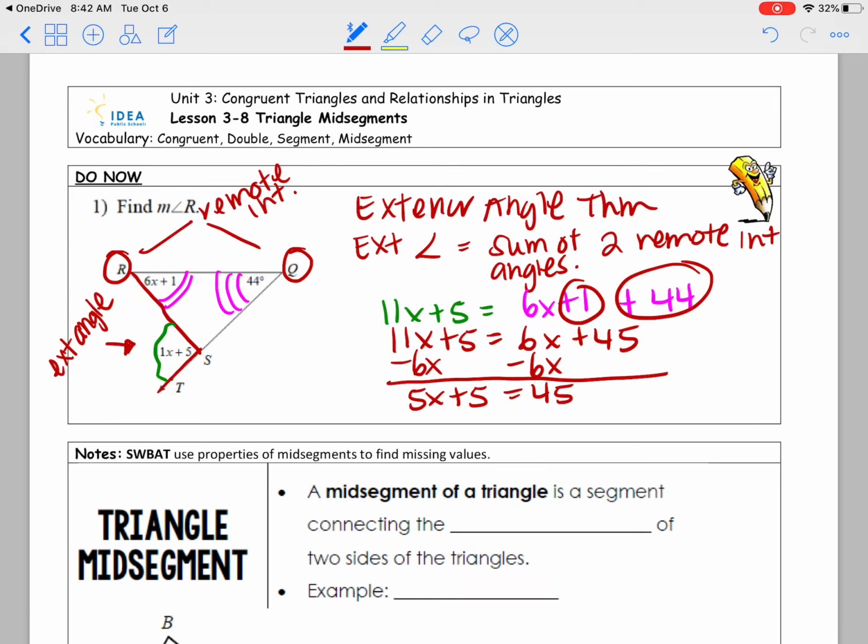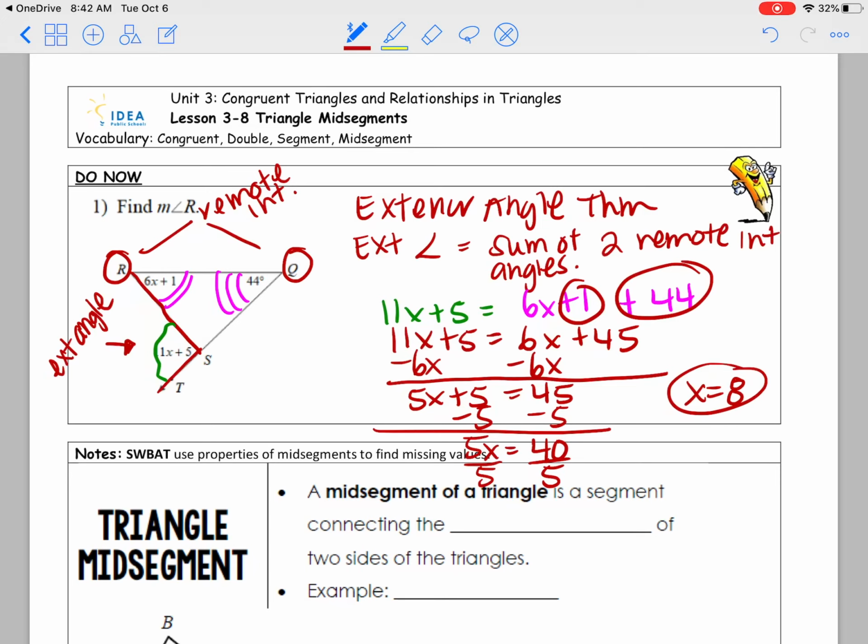So this is a simple two-step equation. Cancel the constant number. Subtract 5 from both sides, and you get 5x equals 40. Then get rid of the coefficient, and x equals 8.